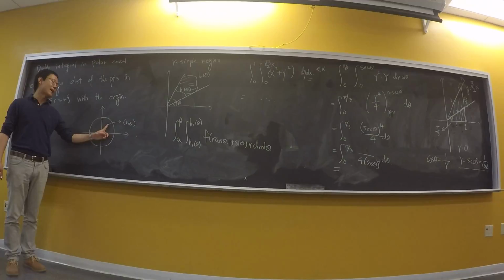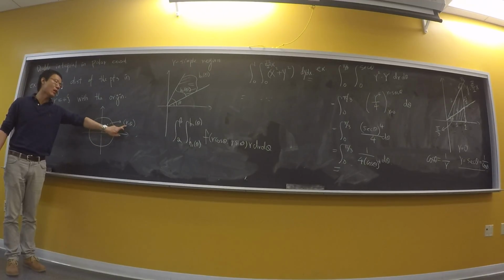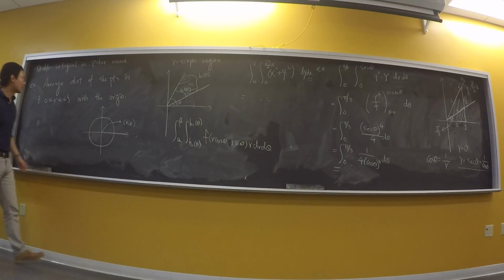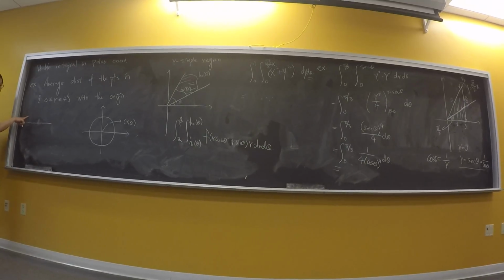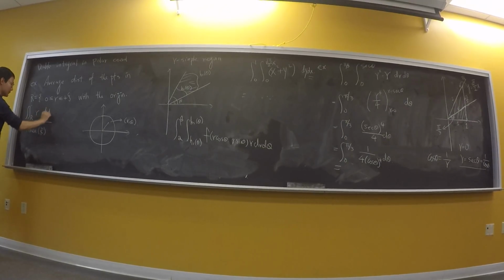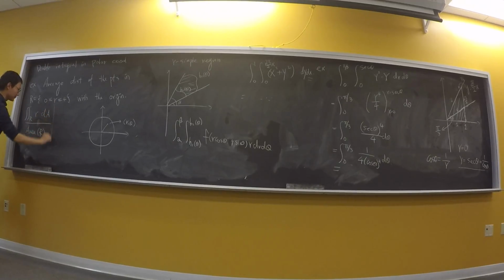So picking any point, I can easily find the radius r is exactly the distance between this point and the origin. So I want to find the average distance, which means I need to find the integral of all the distances over the area of this region. Okay, so one over the area of this region R, and also multiply by the double integral of the distance function r dA. So this is the formula for the average.